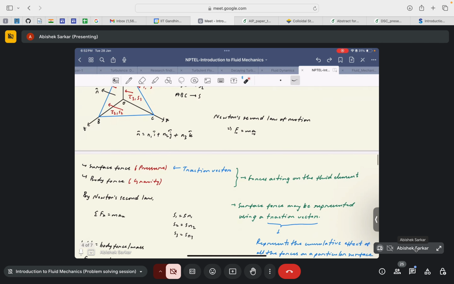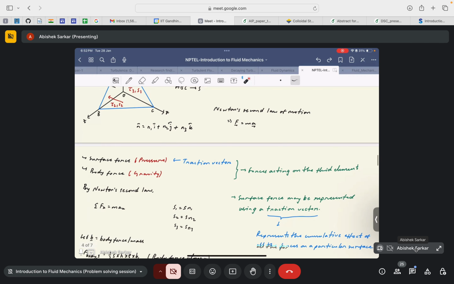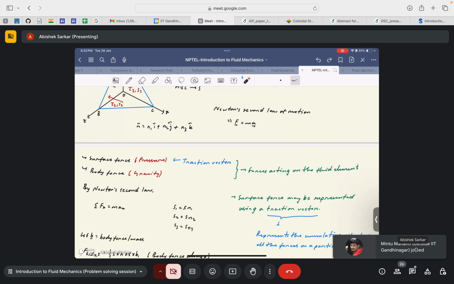A surface force, by its very definition, acts along the surface of the fluid element, and a body force acts throughout the volume of the fluid element and has its implication throughout the volume. Because of their very definition, we have to treat them differently. The relevance of the traction vector comes in when we are trying to find the surface force. Why? Because when we are discussing surfaces, we are discussing pressure, which is a scalar quantity, and the stress components, which are a second order tensor.